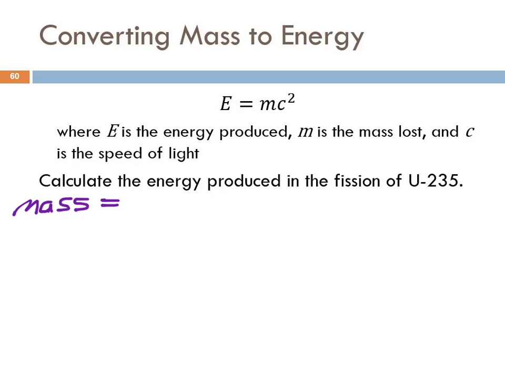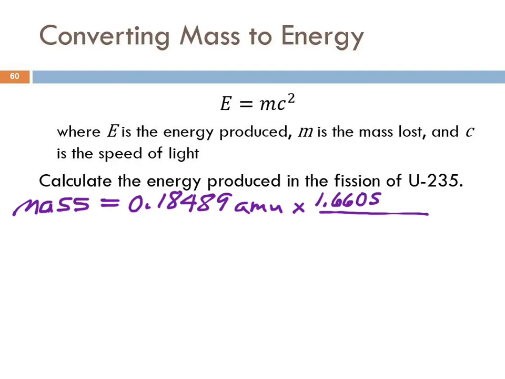So the mass lost equals the difference between those two masses. So it's 0.18489 atomic mass units. Now that is not a lot of mass, but the speed of light squared is a really big number. So what we need to do is convert this to kilograms, and so you need this conversion factor, which is in your book somewhere. 1.66054 times 10 to the minus 27 kilograms is equal to 1 atomic mass unit.